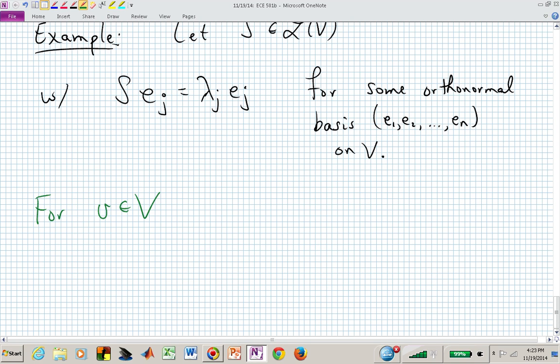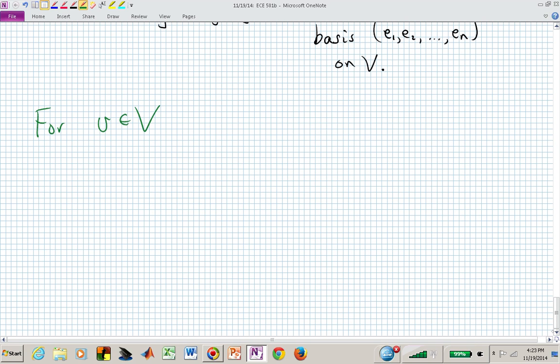Meaning I find the projection of little v in the direction of E1, and that's going to scale E1, and so on down to all the different basis vectors. Or I can write v as v inner product with E1, that's just a scalar, times, or that's going to scale this orthonormal direction E1. I can do that for all of these orthonormal vectors.